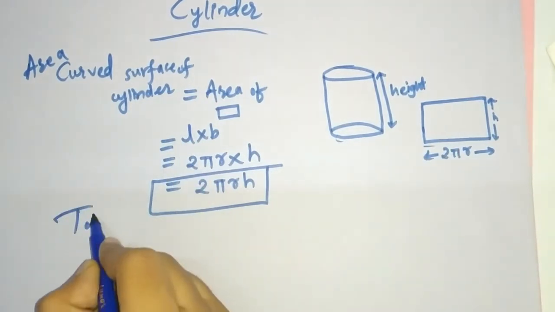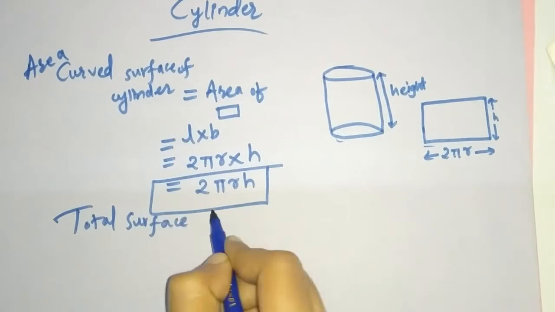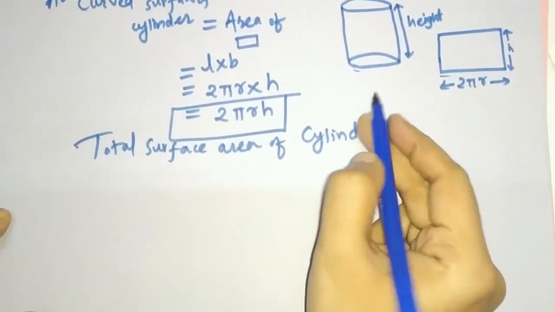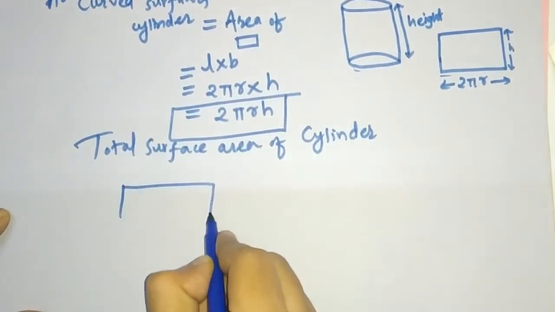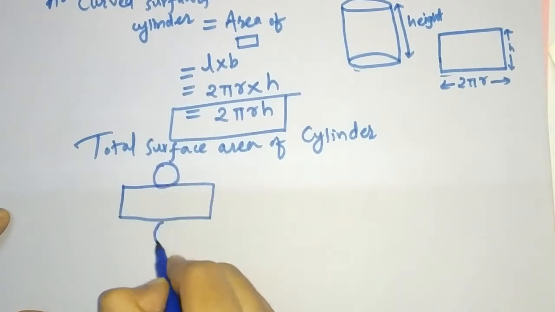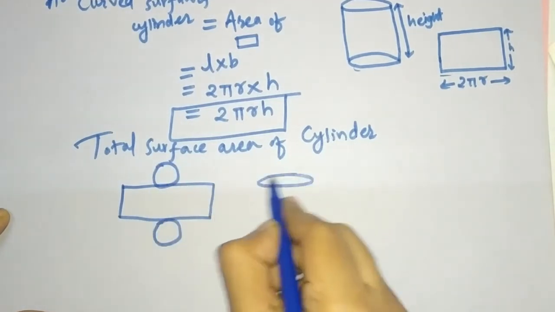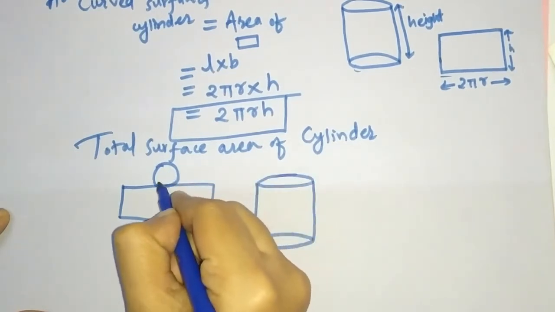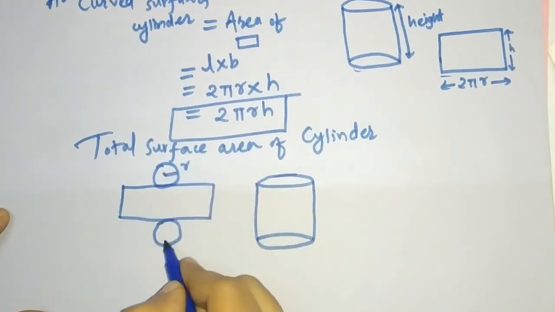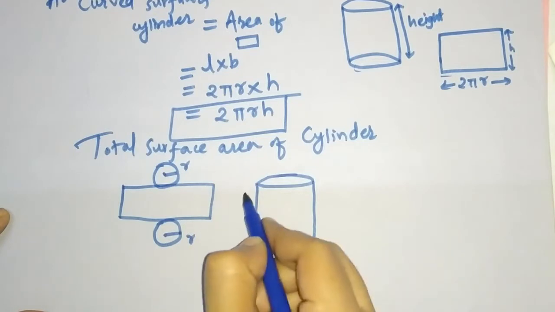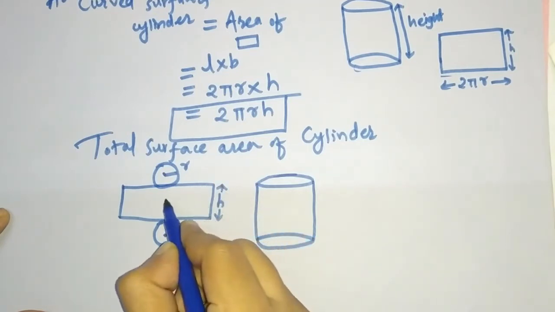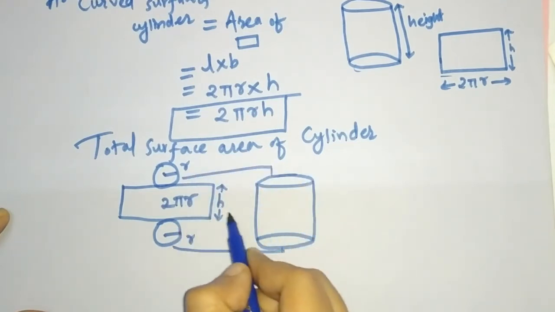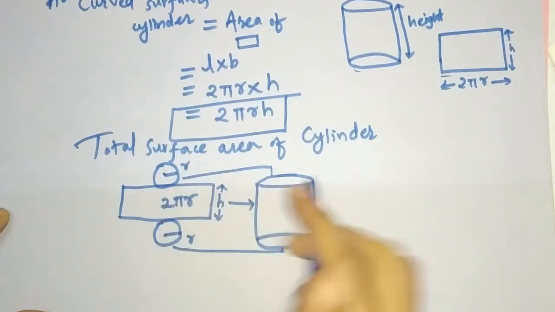Now if I am speaking about the total surface area of a cylinder, the net of the cylinder is like this. Here this cylinder is formed like this. This is a circle with the radius r, here also a circle with the radius r, and this is the height h, and its circumference is 2 pi r. This is the lateral surface, and this is the height.